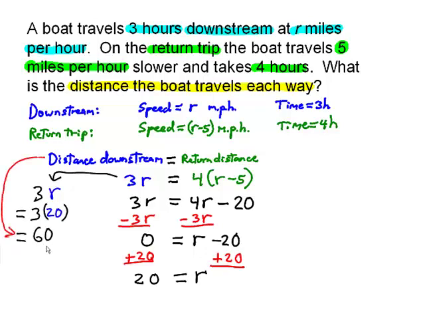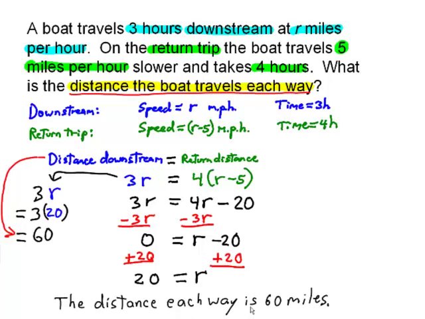And the question in the problem was, what is the distance the boat travels each way? They're both the same, and the answer to the problem is the distance each way is 60 miles.